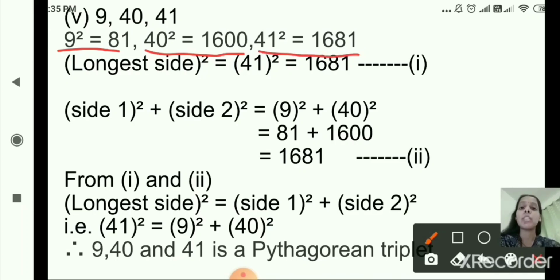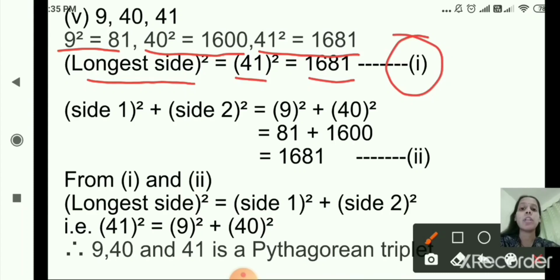Now what is the first step? We will find out the longest side square, correct? So longest side square is equal to, which is the longest side? 9, 40, 41. Which is the longest side? 41. So 41 square is equal to 1681. This is the first statement.